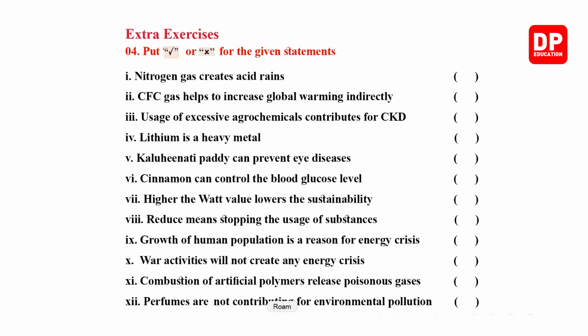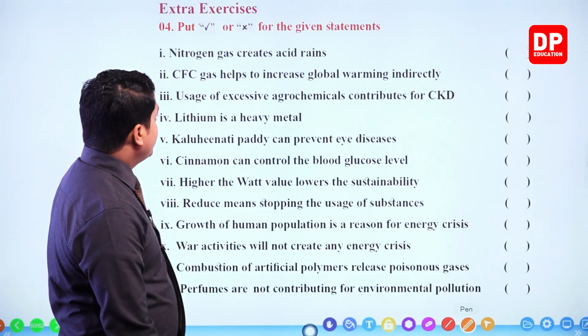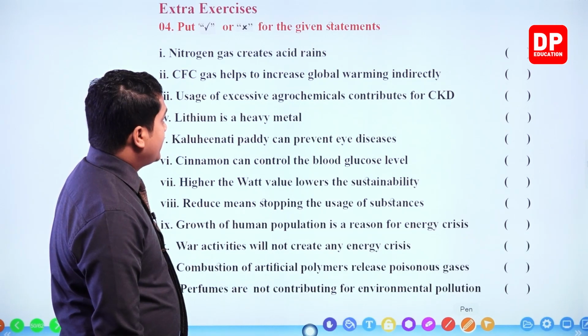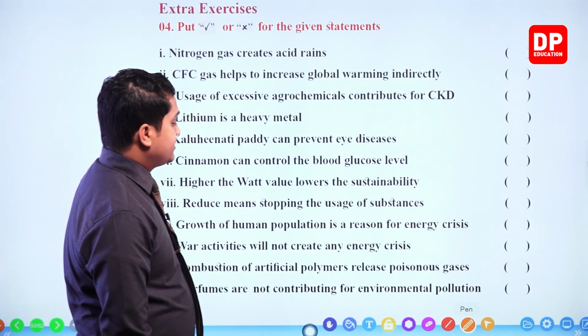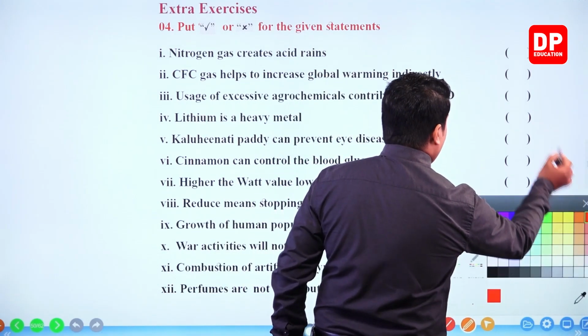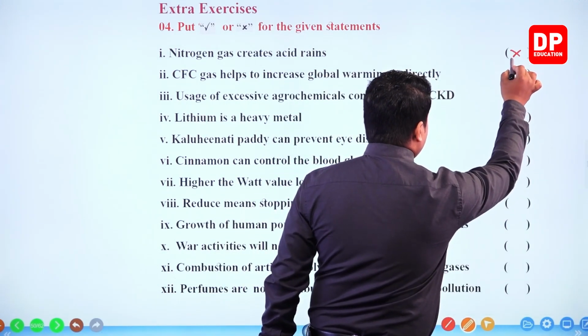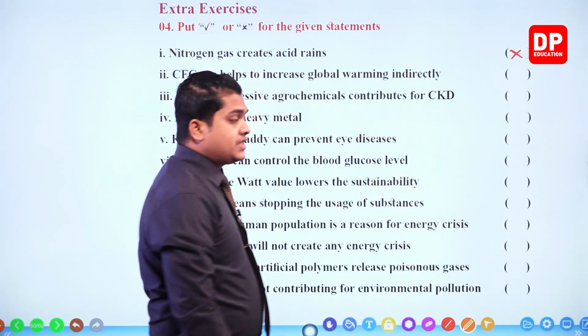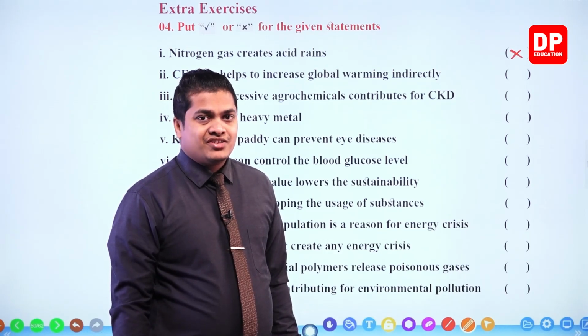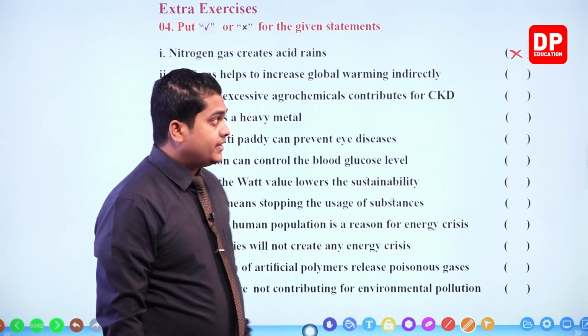Right, so you are given a question. Here you need to put a tick if the sentence is correct, if not a cross. Let's see. Nitrogen gas creates acid rains. Nitrogen gas is not going to create acid rains, my dear children. However, oxides of nitrogen do. Oxides of nitrogen are going to create acid rain. But nitrogen gas usually does not, right? Next one.